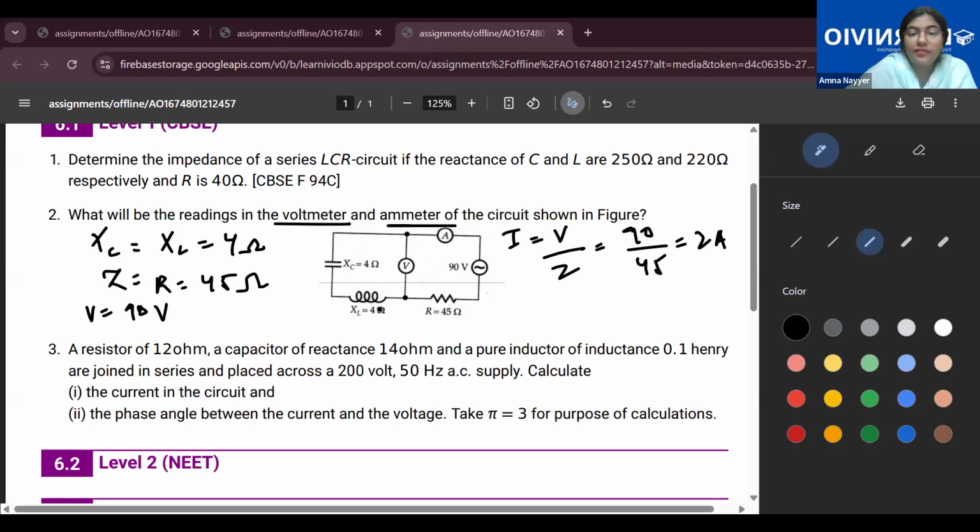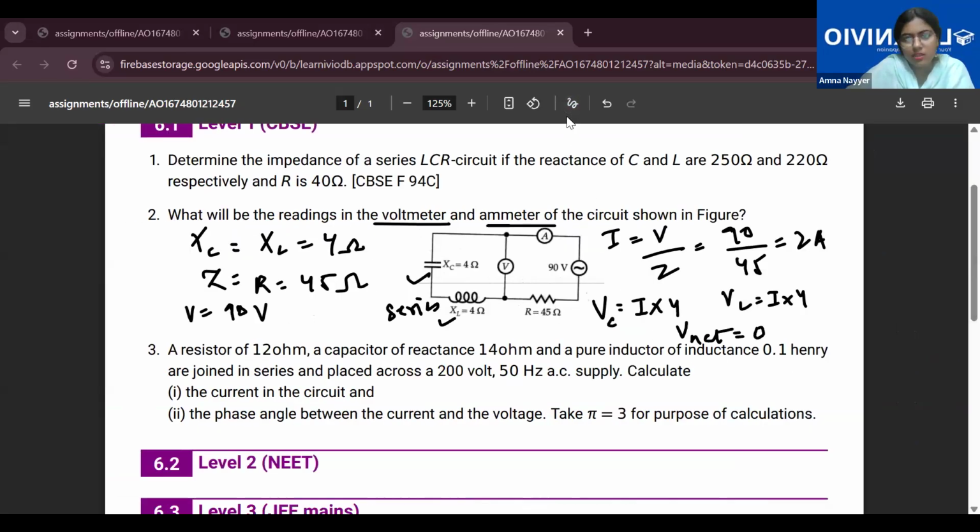It says voltmeter. Now see, when you calculate the difference between their voltages, voltage will be calculated across these two, right? Because voltmeter is connected here. You have to see where is the voltmeter connected. Ammeter was connected just beside this. Voltmeter is connected here. So only these two will be included. So since their current is there, what will be their voltages? Current will be the same because it is connected in series. So voltage across capacitor will be I into 4, and voltage across the inductor will also be I into 4. Net voltage will be 0. They'll cancel each other. This was the answer.